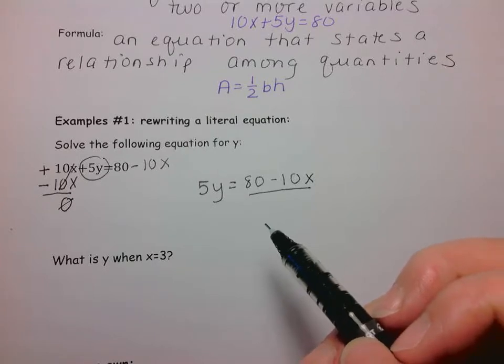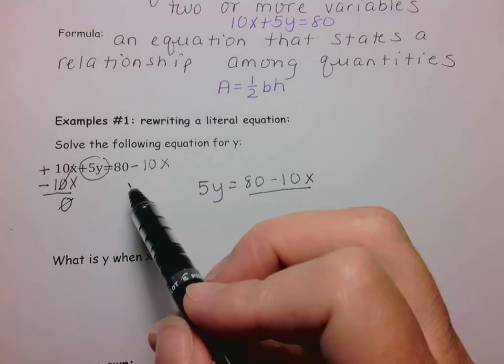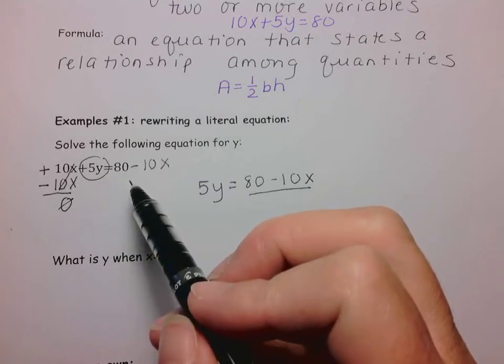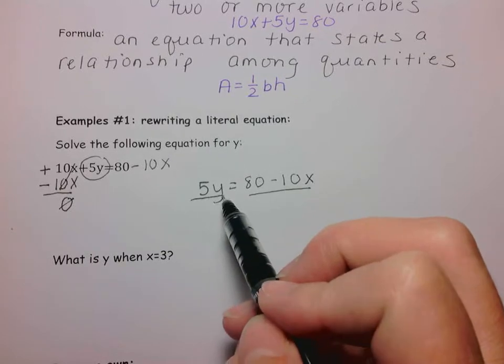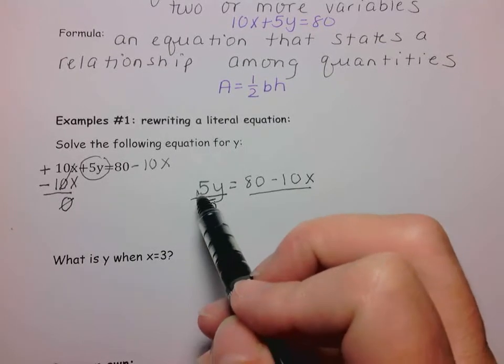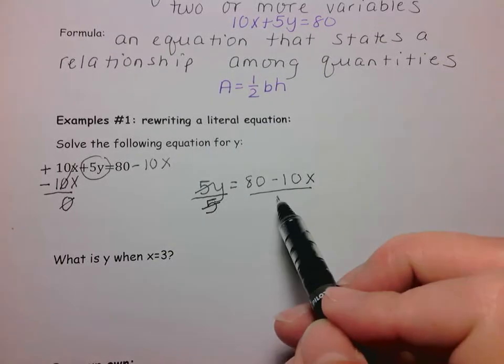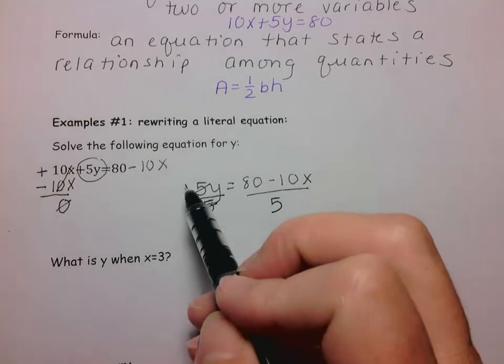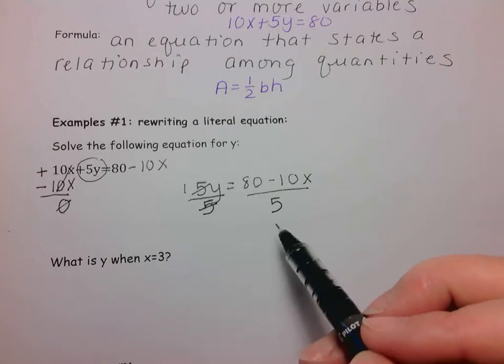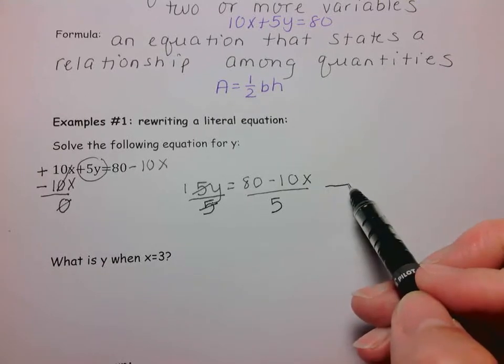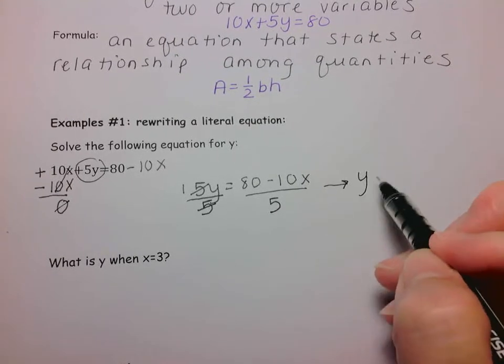So another way to look at this, when I say we can subtract 10x from both sides, you can also look at it as I'm adding a negative 10x to both sides. So now I don't want to know what 5y is, I want to know what 1y is. So I'm going to divide both sides by 5 because that will give me 1y equals 80 minus 10x divided by 5.